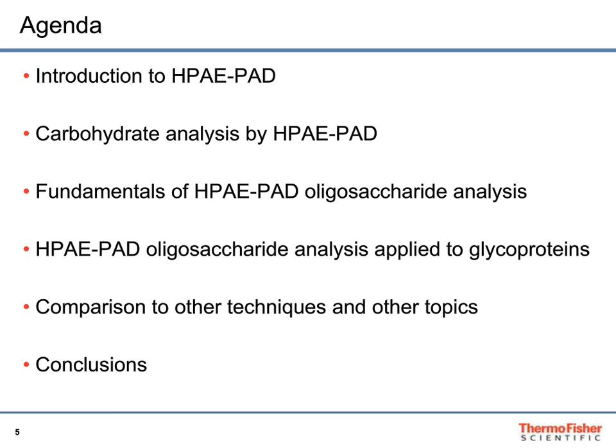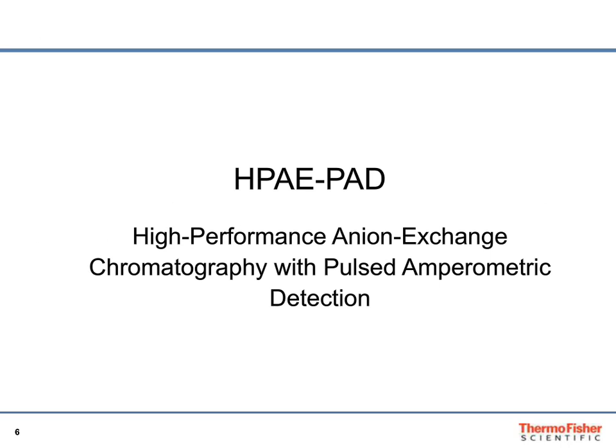HPAE-PAD is just an acronym for High Performance Anion-Exchange Chromatography with Pulsed Amperometric Detection. In this case, the separation portion of our chromatography is high performance anion exchange, and our detection portion is pulsed amperometric detection. Originally, this technique was referred to as high pH anion exchange chromatography with pulsed amperometric detection. The reason for that is that pretty much all the separations occur at high pH, but there are some separations, which I won't discuss today, that actually occur more at neutral pH.